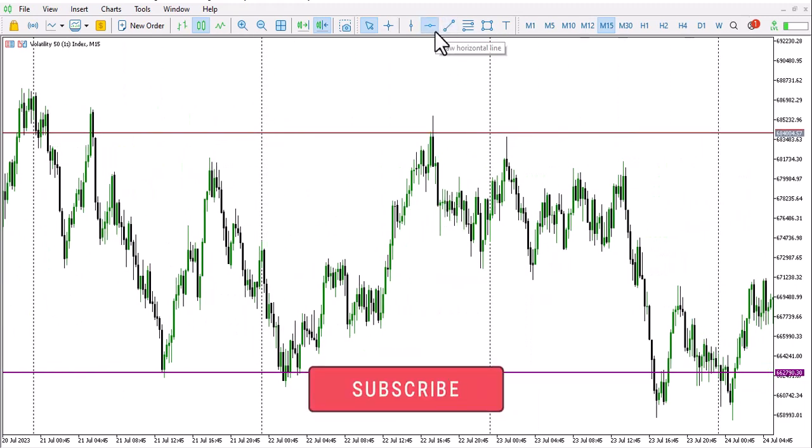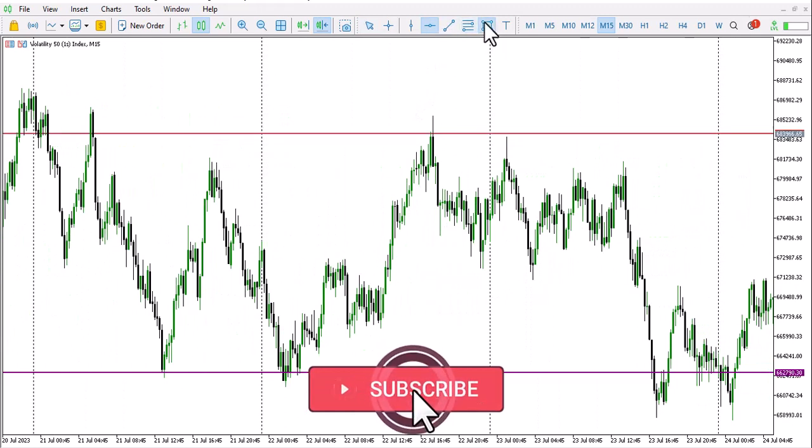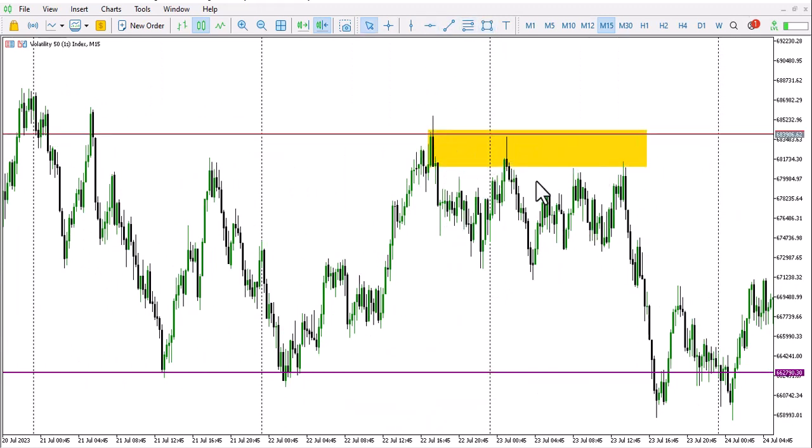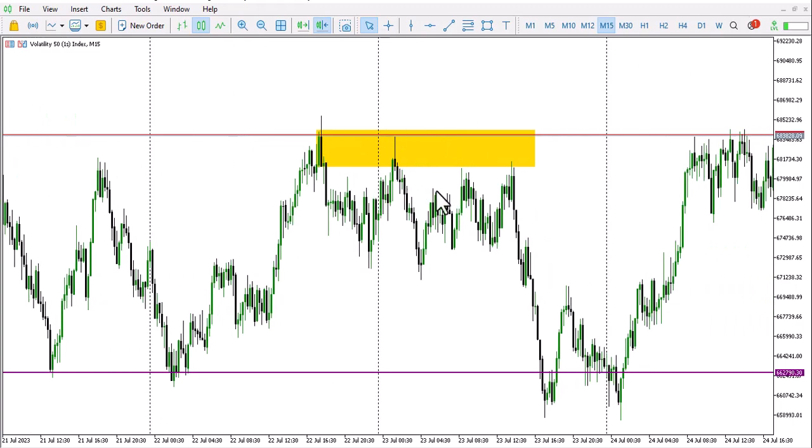Where is the daily high? The daily high is here. And where is the order block? The order block is here. So what are you going to do? From 1 to 3, you are looking for a retest of this particular order block, and as you can see, this is exactly what transpired.